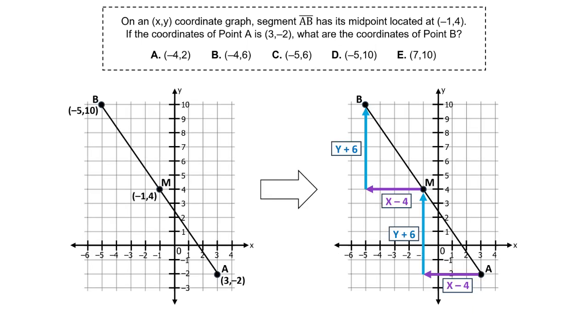What you see here is a pictorial view of our problem. You can see that the number of steps it takes to get from point A to the midpoint is the same number of steps it takes to get from the midpoint to point B. If we subtract 4 from the x going from point A to the midpoint, we have to do the same to get from the midpoint to point B. And if you add 6 to the y to get from A to point M, you have to do the same thing to get to point B. So now we've shown using math and using pictures that point B is located at (-5, 10).